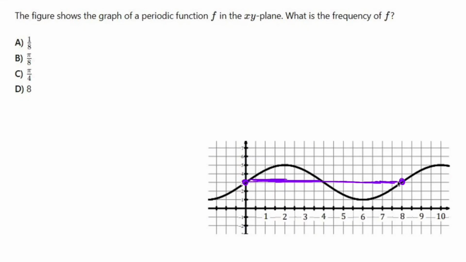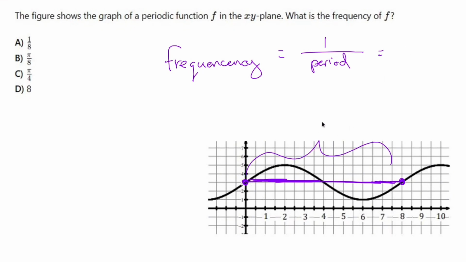Now what the frequency is saying is how many rotations or how many periods you would get for every 1 unit. But a better way of looking at it is that the frequency is going to be 1 divided by your period. So in this case, the frequency is 1 divided by 8. And that's going to be A.